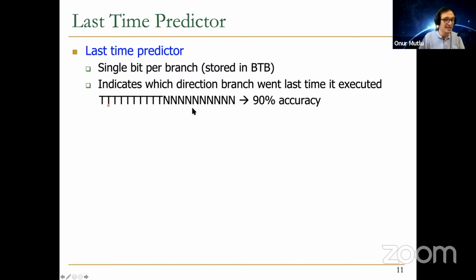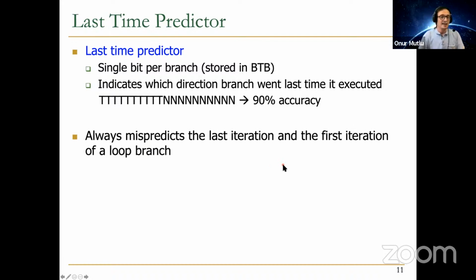In this particular case, you will get 90% accuracy because you make 2 mistakes in 20 instances of the branch, which is not bad, clearly. It's better than 50%, which would have been the case if you had only 1 bit indicating the likely direction. In that case, the branch is not biased, as you can see. You can only encode 1 direction, so you get 50% accuracy. So we've already improved the accuracy significantly, but we will see that we can do better.